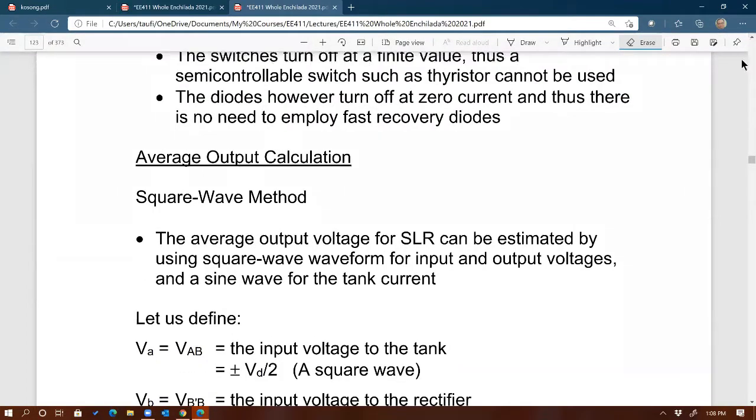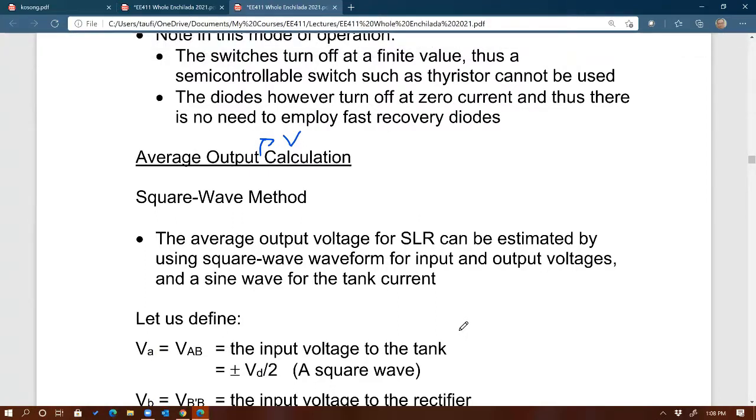Okay, if not, let's look at how we estimate average output voltage. So please add voltage here. Average output voltage calculation. We can only estimate. It's not like the previous resonance circuits where we can actually derive the exact equation. For these circuits, we can only estimate.